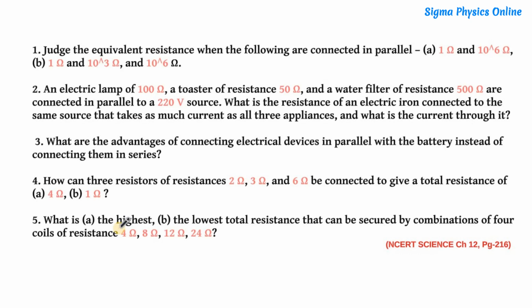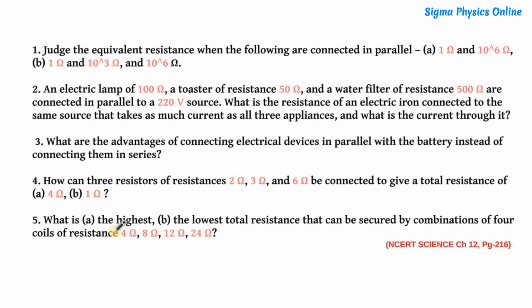Second question, an electric lamp of 100 ohm, a toaster of resistance 50 ohm and a water filter of resistance 500 ohm are connected in parallel to a 220 volt source. What is the resistance of an electric iron connected to the same source that takes as much current as all the three appliances, and what is the current through it?